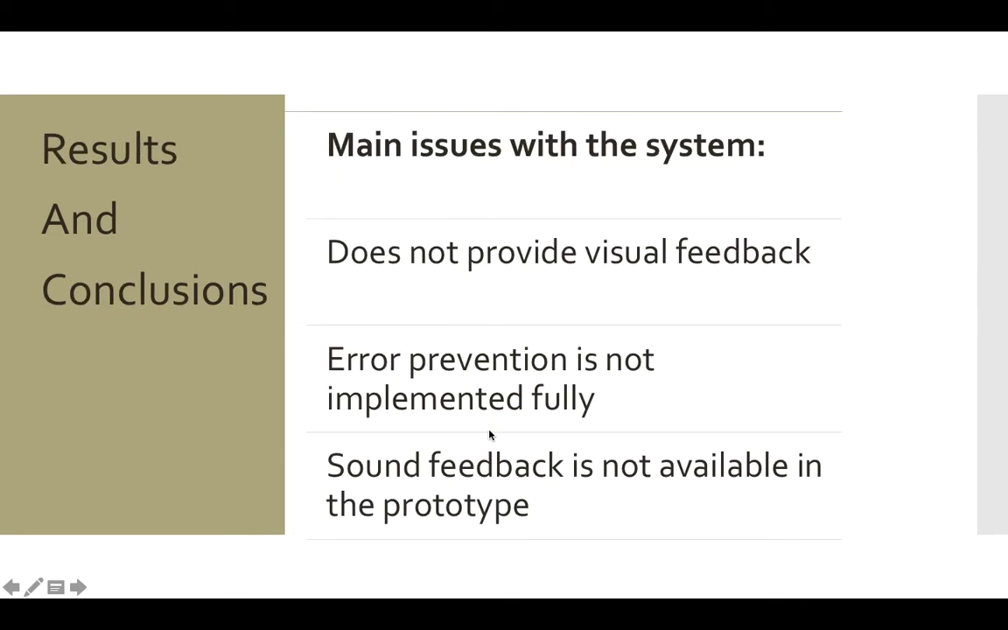After we collected the results, of course, we studied them and we figured out what were the main problems with our new design system, and we came up with those 3 major ones. We found out that our system does not provide visual feedback. We found out that there isn't an error prevention that is fully implemented. We have an error prevention that is implemented, but it's not very effective. We also found that sound feedback is not available in the prototype, as this prototype was just a mock-up. We were not able to connect that option on the prototype.